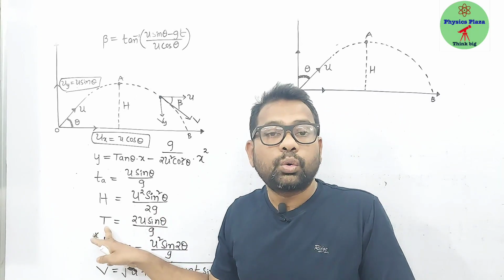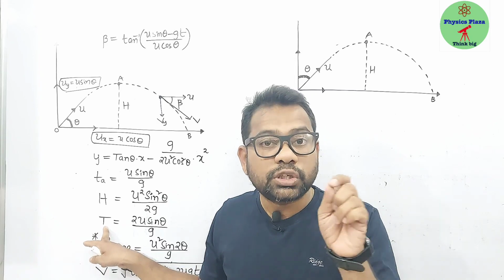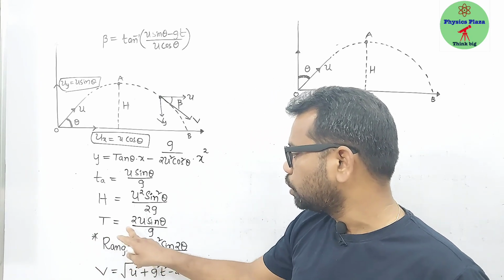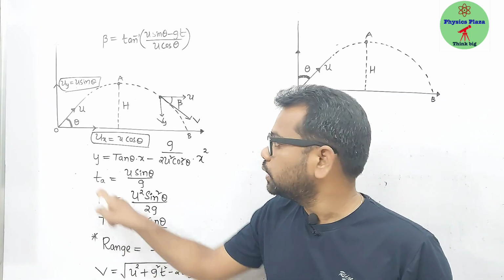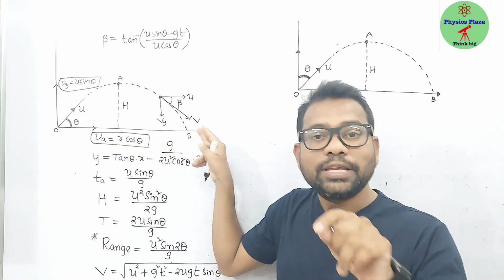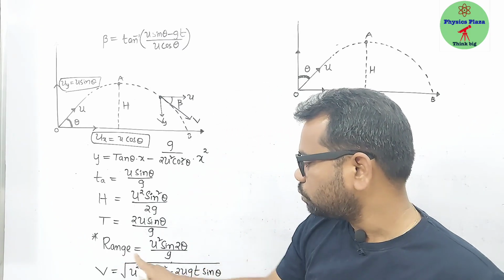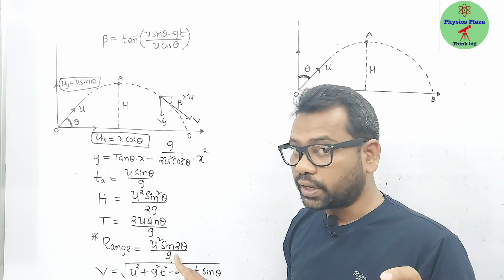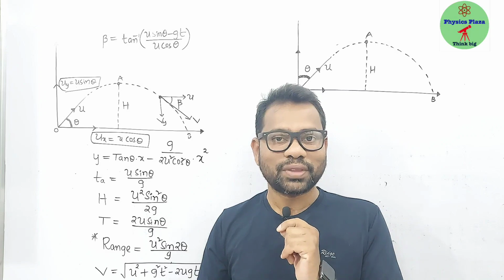Next, t is the total time taken, I mean time of flight. The time for which the projectile remains in air is called time of flight. There we got t is equal to 2u sin theta by g. And we got range. What is the range, dear children? The maximum horizontal distance covered by a projectile is called the range. So range is equal to u square sin 2 theta by g. And dear children, don't forget that the range is maximum when theta is equal to 45 degrees. Is the point clear?